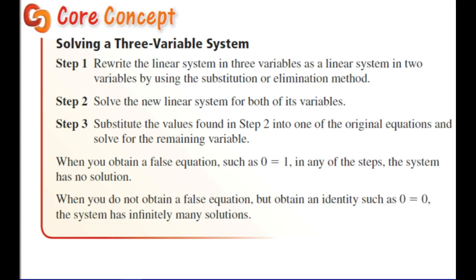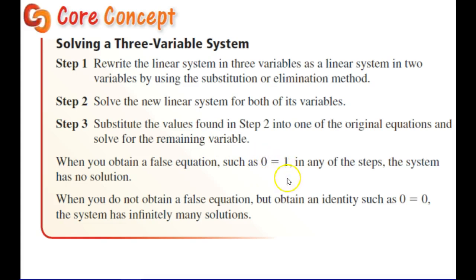Okay, so first we want to look at our steps, and we're going to walk through these over and over. So if you don't write these down exactly, that's just fine. Our first step is to rewrite the system in 3 variables as a system in 2 variables. We're going to use either substitution or elimination, whichever works best. If you totally remember substitution and that's all you remember, great, use that one. Then step 2, we're going to solve the new linear system for both variables. And then step 3, we're going to substitute those variables that we just found into the original equation.